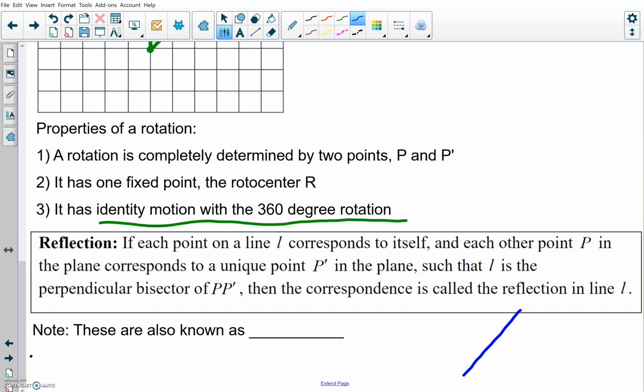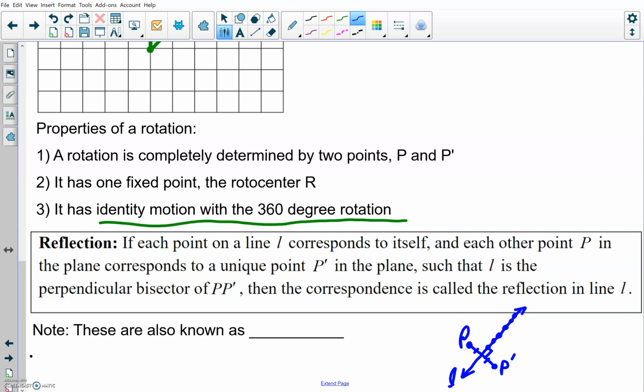So here's my line L, and all the points on the line L correspond to themselves. These points aren't going to move. They're just staying right where they are. So this is my line L. And then if I had some point over here, point P, it will be perpendicularly bisected by L if I connect it to P prime. So all this really means is that the distance on this side is the same as the distance on that side, bisected by L, and it's perpendicular to L, which means that it's a right angle.